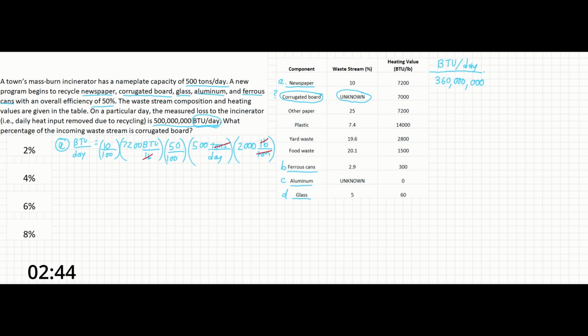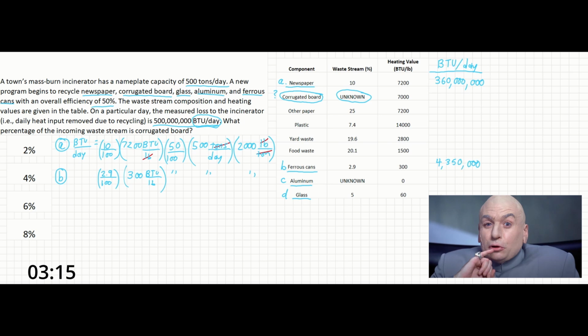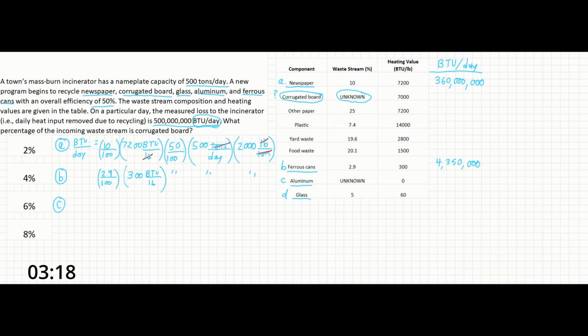Skipping corrugated board for now, we can move on to ferrous cans. I will write down the new values specific to that line item, but reference the constants in order to save time. So for ferrous cans, it's 2.9% of the waste stream and 300 BTUs per pound. If we calculate this out with the other values in the equation, this gets us to 4,350,000 BTUs per day. For aluminum, we don't need to calculate anything since the heating value is 0.